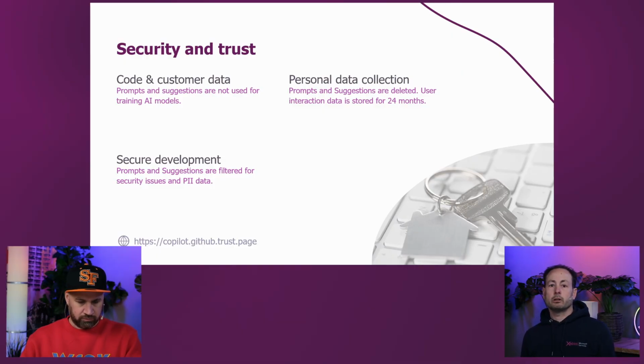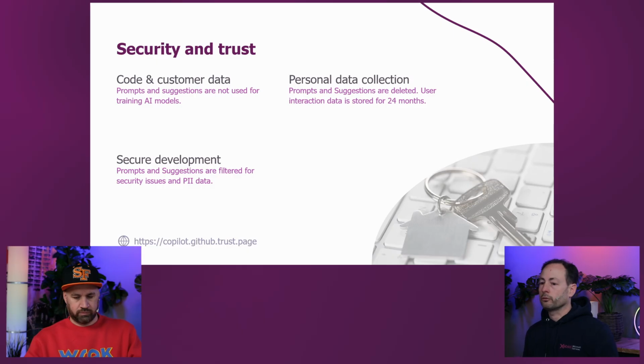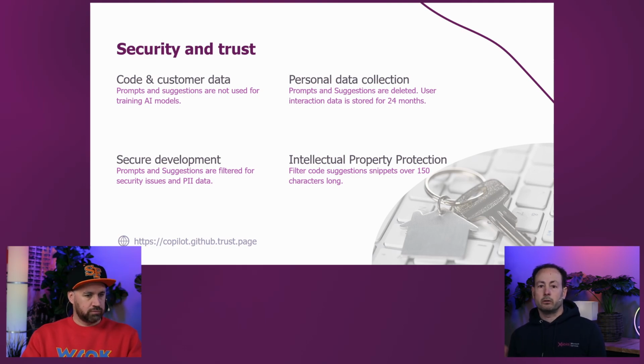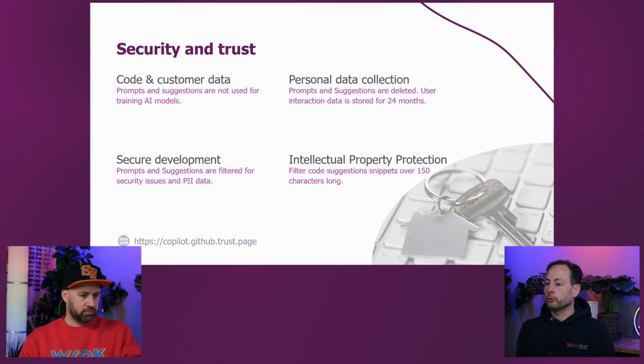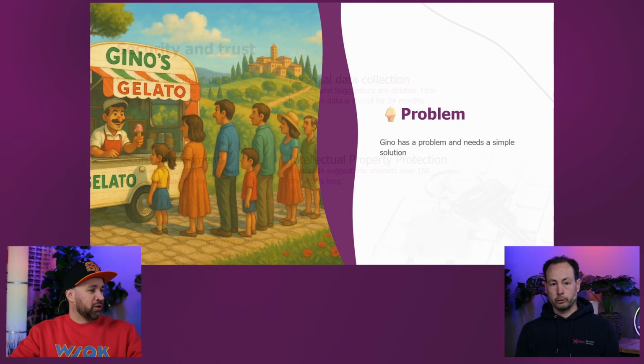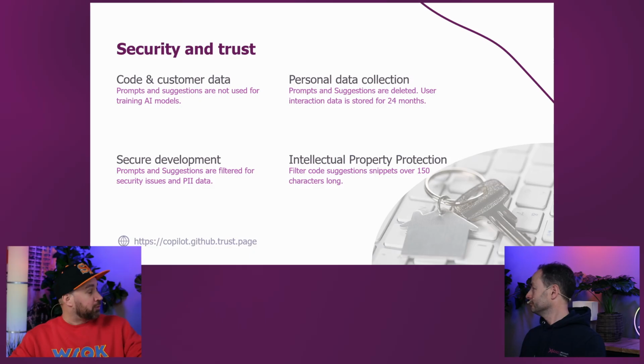So prompts and suggestions are deleted. User interaction data is stored for 24 months. So that is the metrics that I was talking about, which IDE that you use, which version of the IDE, etc. And then the last one is intellectual property protection. So that is the fact that it filters all of the suggestions that are over 150 characters to ensure they are safe to use in your closed source code. If you need more information on this, please go to copilot.github.trust.page because all of the information can be found right there. And also, if you want a certification about Copilot, there are a lot of questions about it.